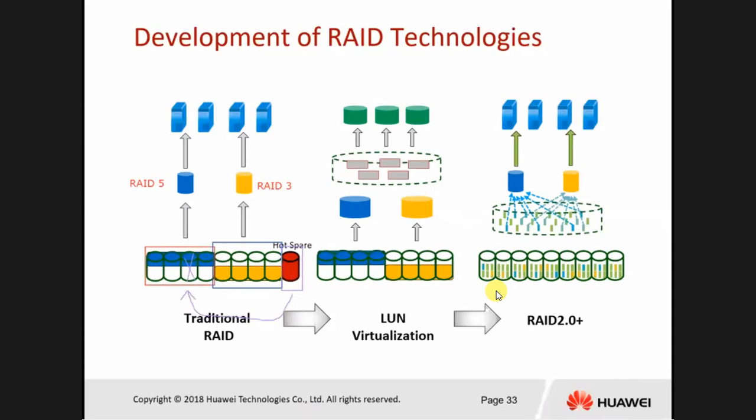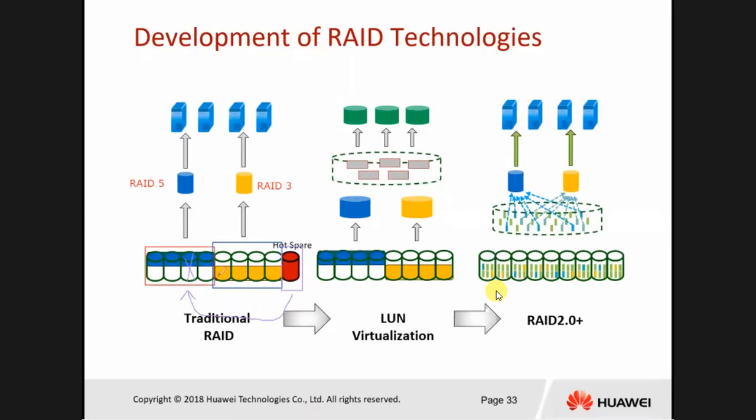So how does it do the reconstruction? You have a hot spare to replace the broken disk, and you will reconstruct on the hot spare disk itself. Okay? So that is how the traditional RAID works. Everything is physical hard disk. Then we move into the LAN virtualization.